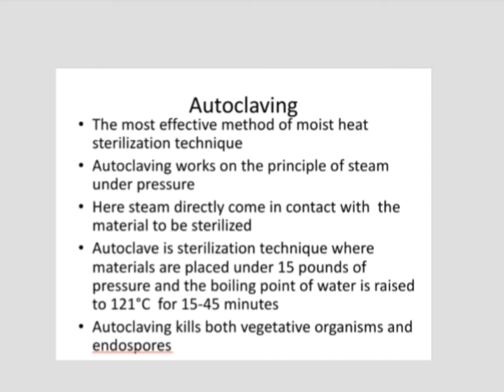Here the materials to be sterilized come in contact with the steam that is generated, and steam is generated by boiling water above its boiling point, that is up to 121 degrees Celsius. Water is boiled for about 15 to 45 minutes, and at that time the pressure generated will be 15 pounds. Within that high temperature and pressure, most of the vegetative cells as well as spores get killed.